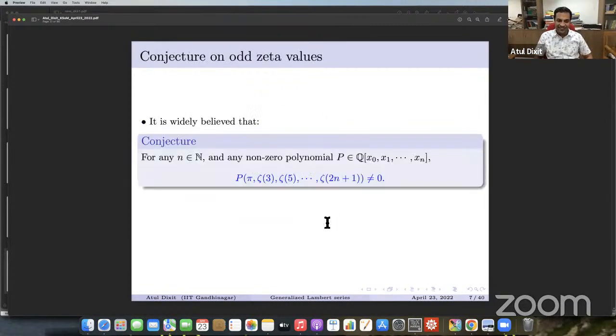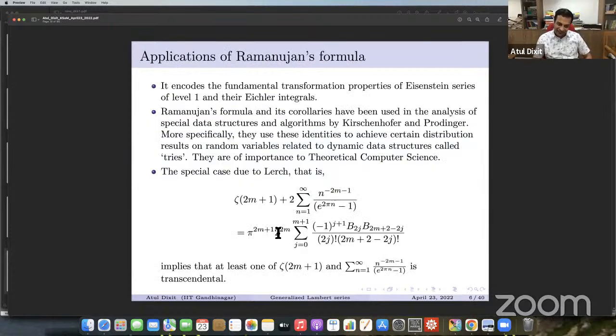If I go back, then you can observe that here also is a zeta 2m plus 1, and here also there is a rational multiple of pi to the 2m plus 1. But there is this Lambert series, which is an obstruction towards getting this transcendental nature of zeta 2m plus 1, if at all it is transcendental.